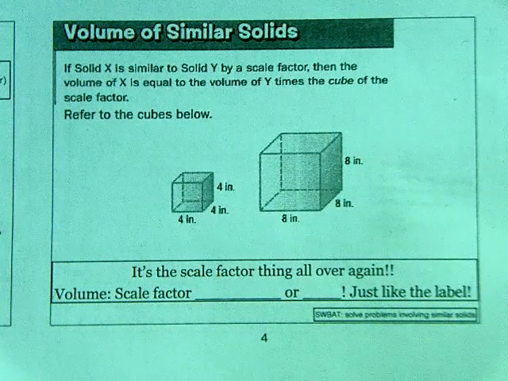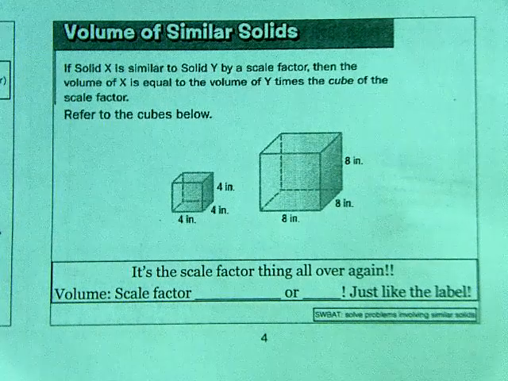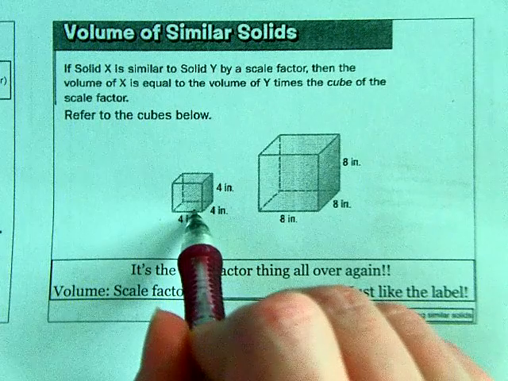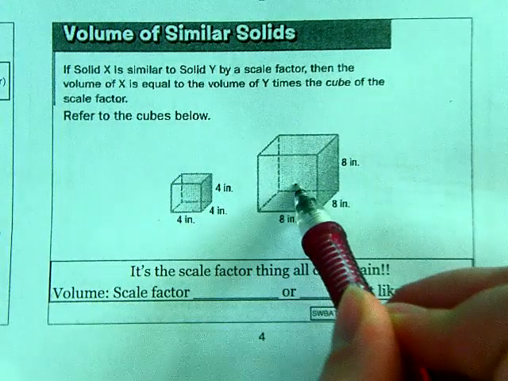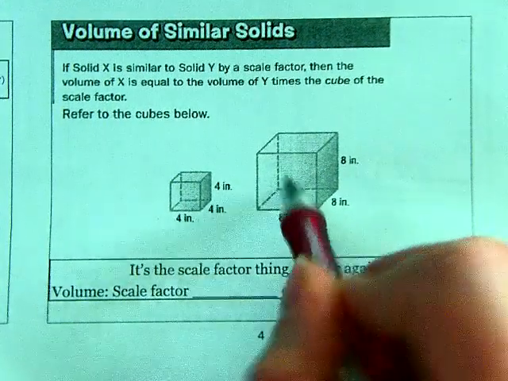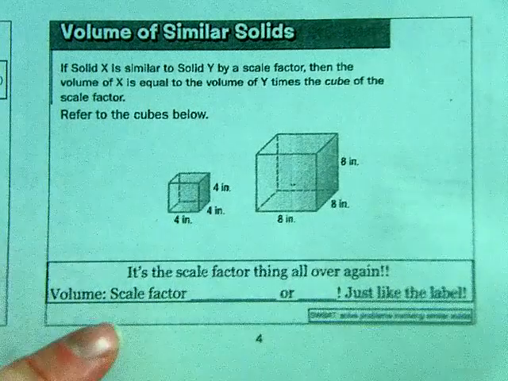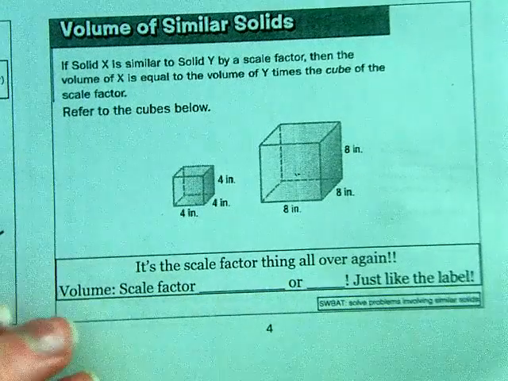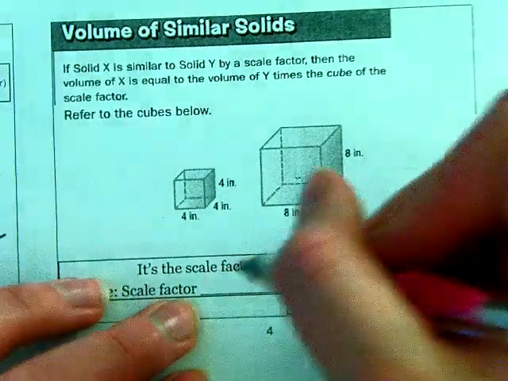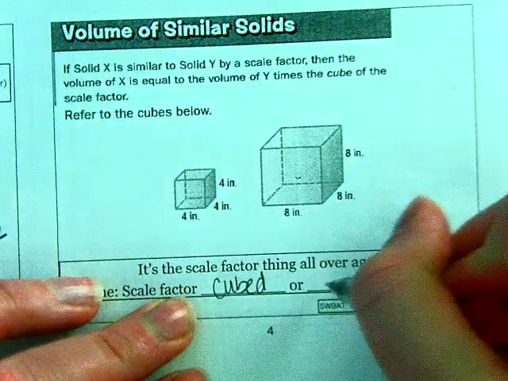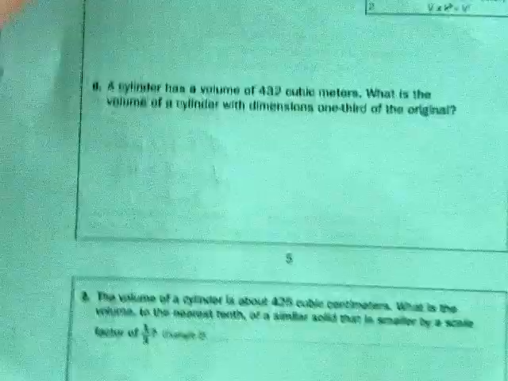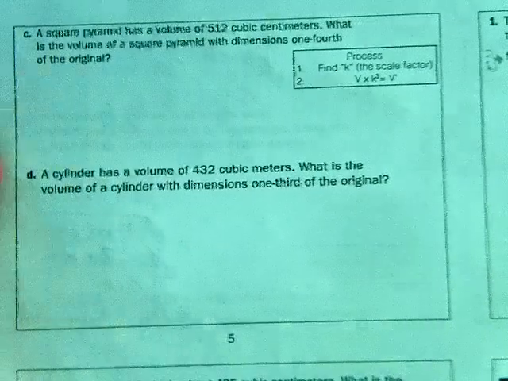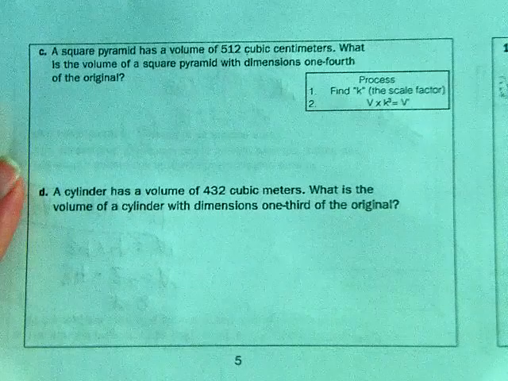Okay, so the volume is very similar. If this solid is similar to this solid, then the volume is equal to the volume of the new one by multiplying by the cube of the scale factor. It's a scale factor thing all over again. The volume is the scale factor cubed, or K cubed, just like the label. Volume is units cubed, so is this. So a very similar process, we're just finding the scale factor and cubing it.